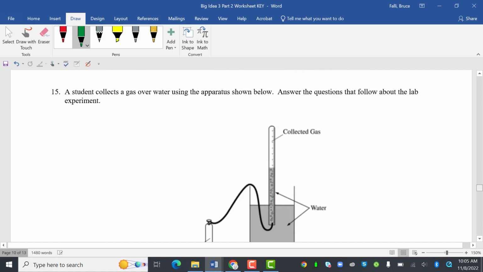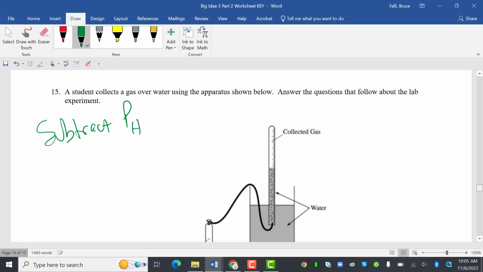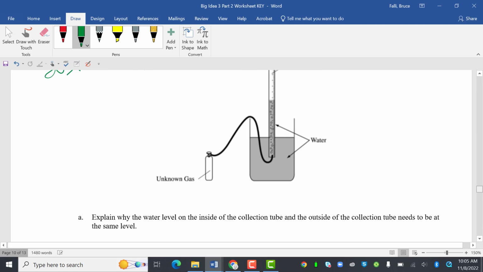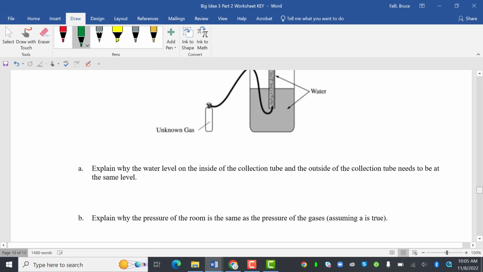It does. A student collects gas over water using the apparatus shown above. Right away, I have to remember, subtract pressure of H2O, because I forget that all the time. Answer the questions that follow about this lab experiment. Okay, so unknown gas. There's a tank to open up. Start it off here. We can read it. Explain why the water level inside the collection tube and outside the collection tube needs to be at the same level. Okay, so we talked about that before.